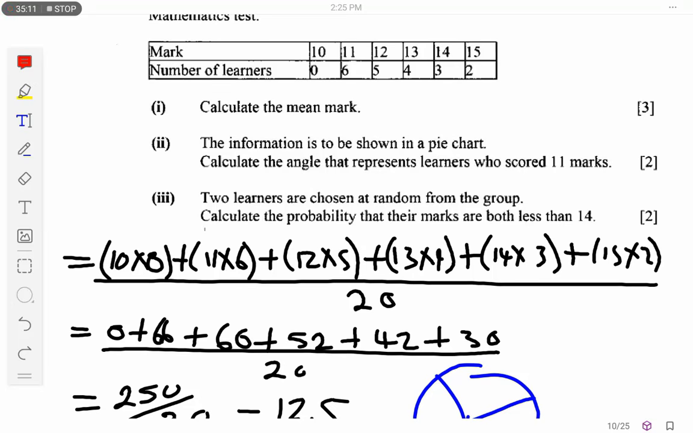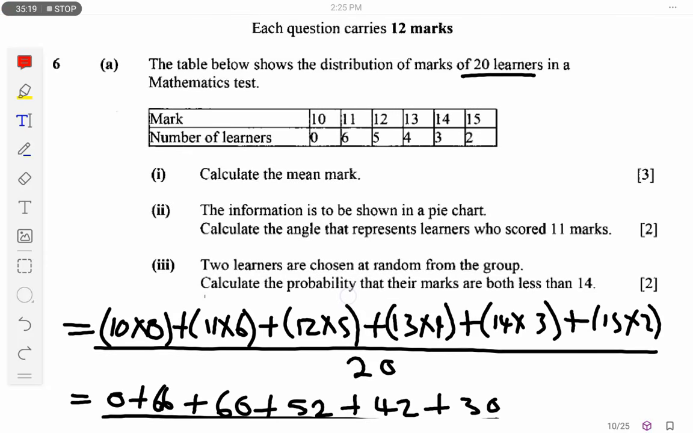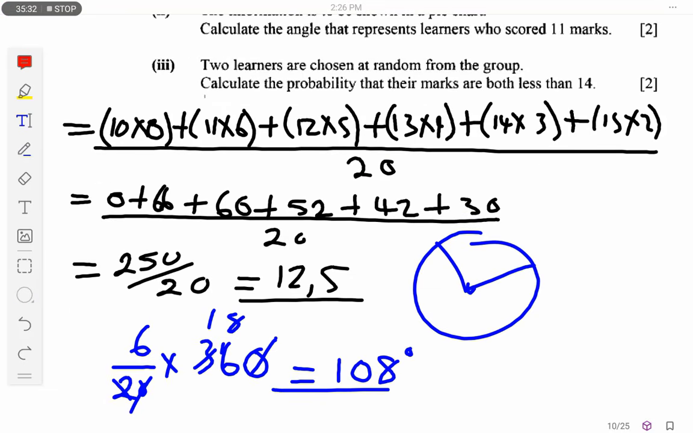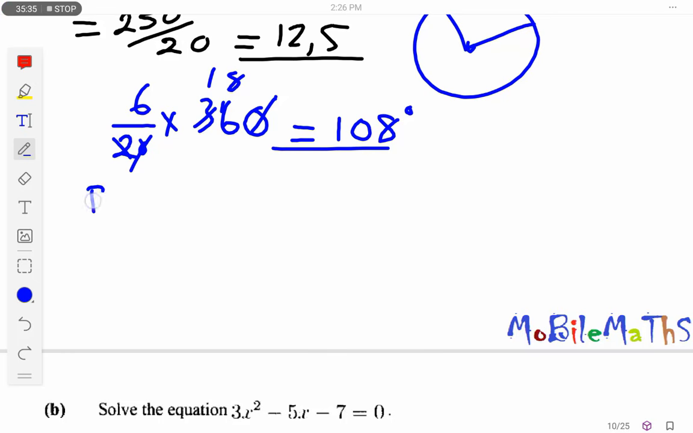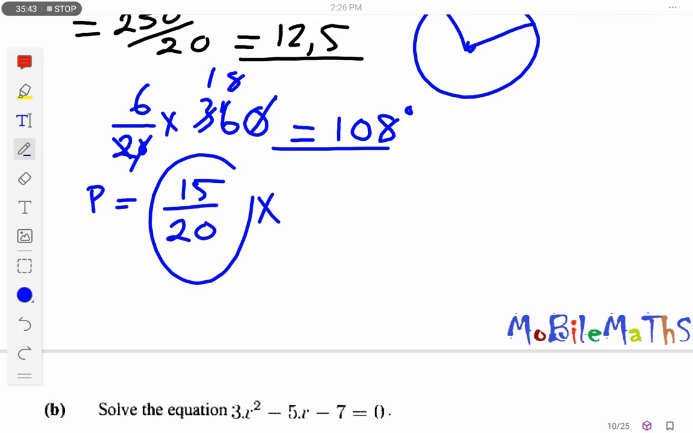2 learners are chosen at random from the group. Calculate the probability that their marks are both less than 14. Both less than 14 are these marks there. So we are going to add 6 plus 5 plus 4. What do we get? We get 15. So it's going to be our probability. Our probability is going to be 15 over the total number of students, times we've picked one student. So out of 15, we now have 14. Out of 20 students, we now have 19, like that.